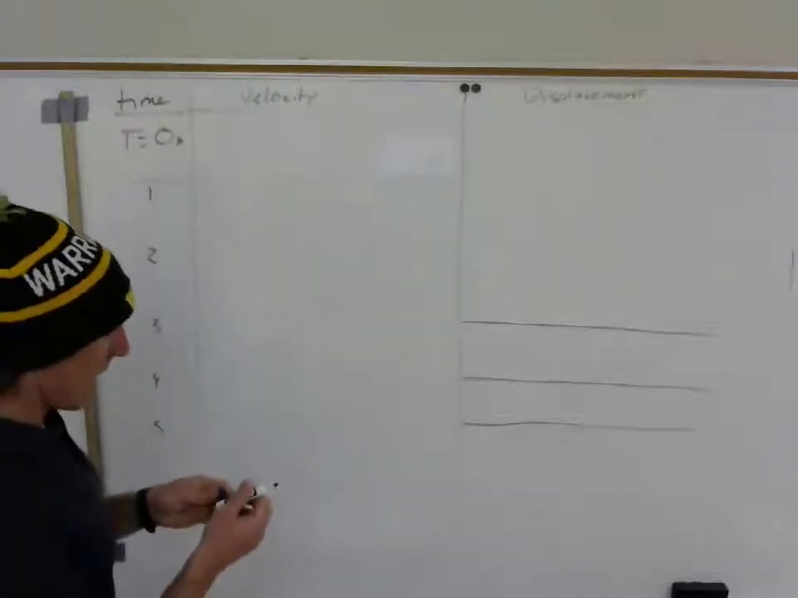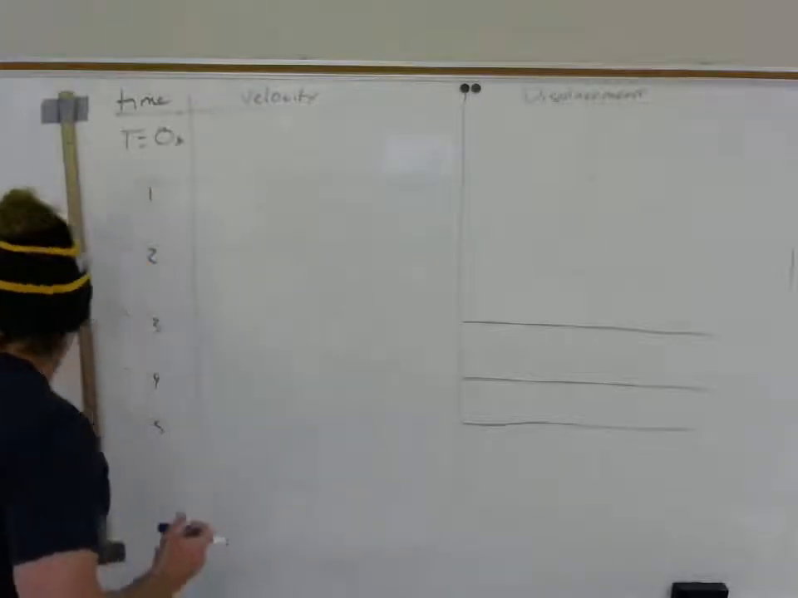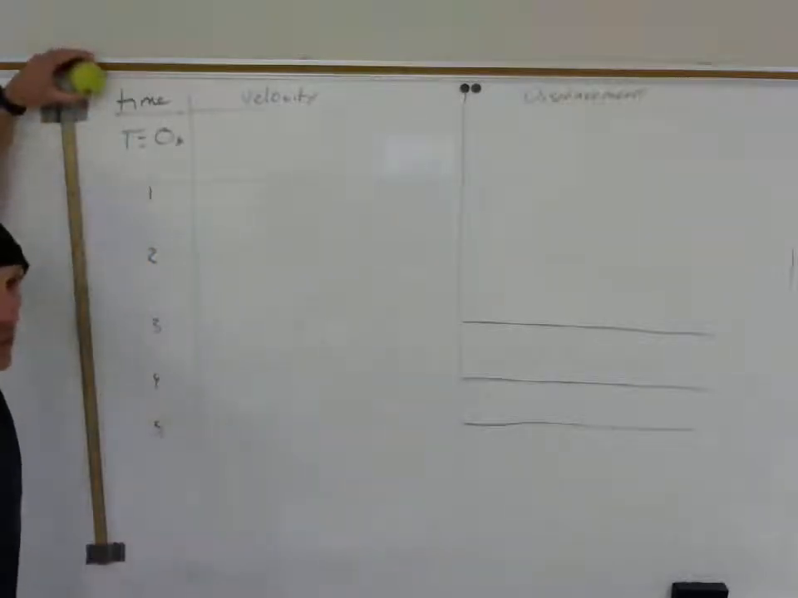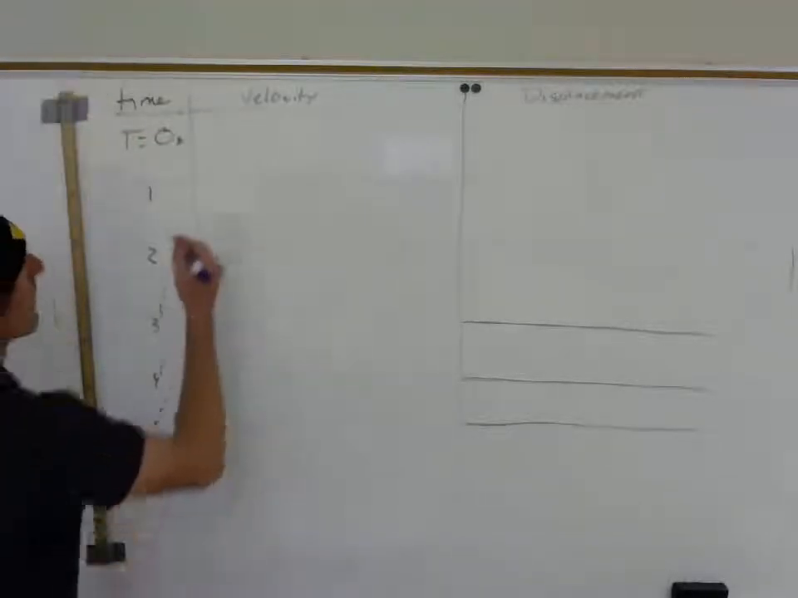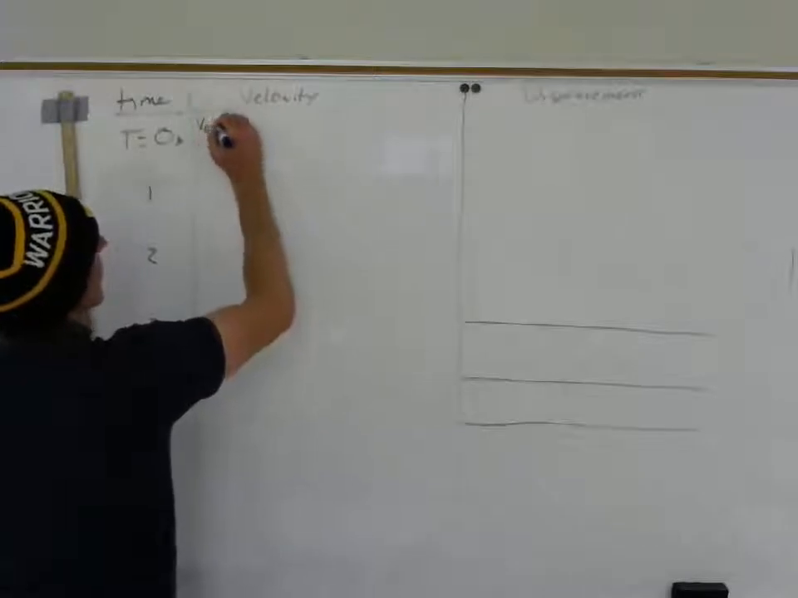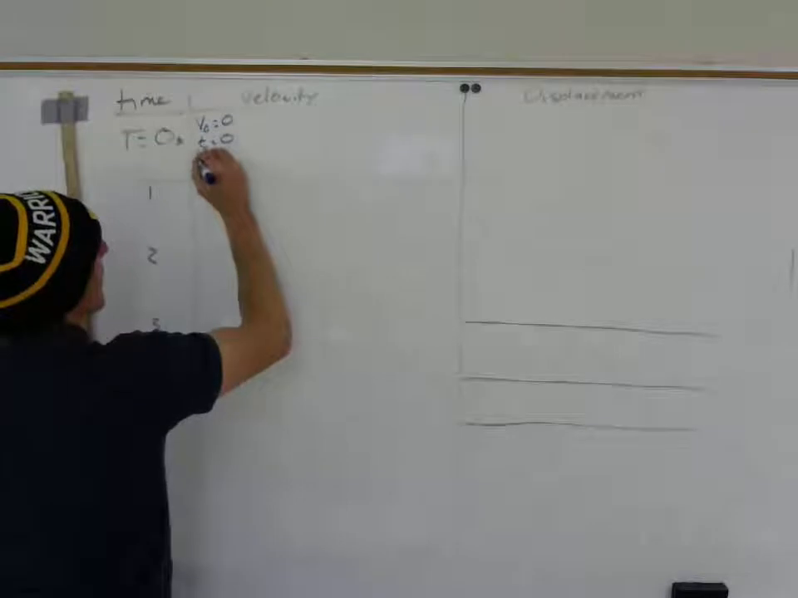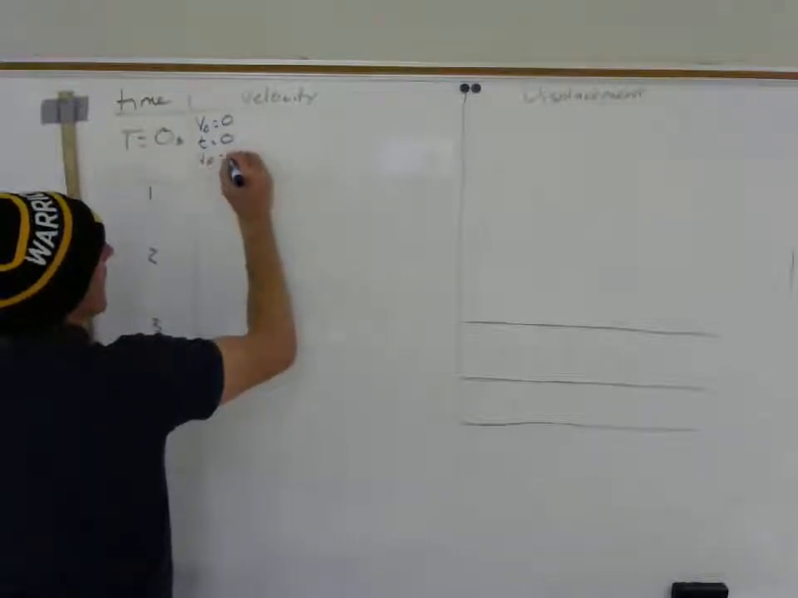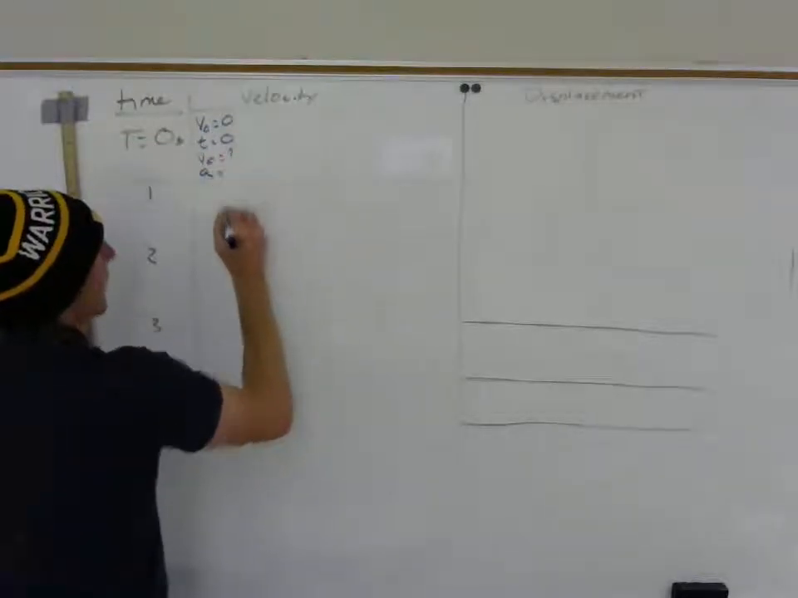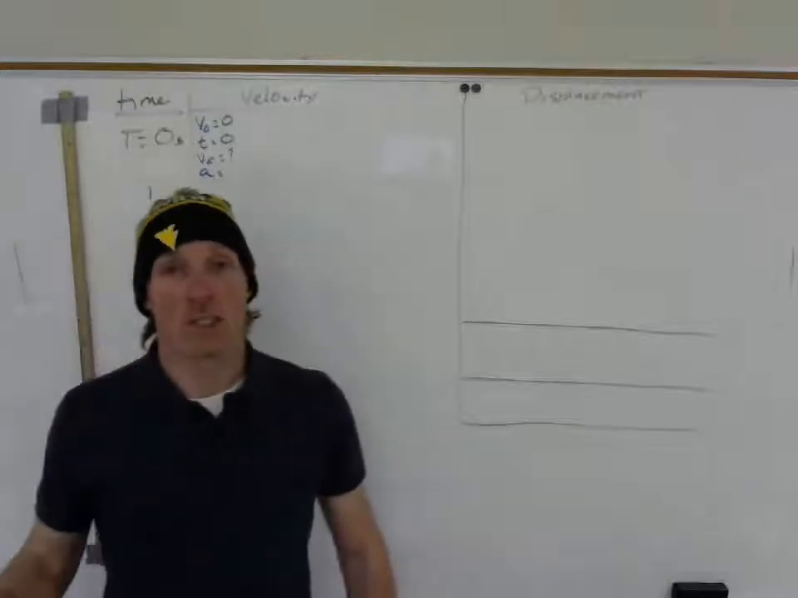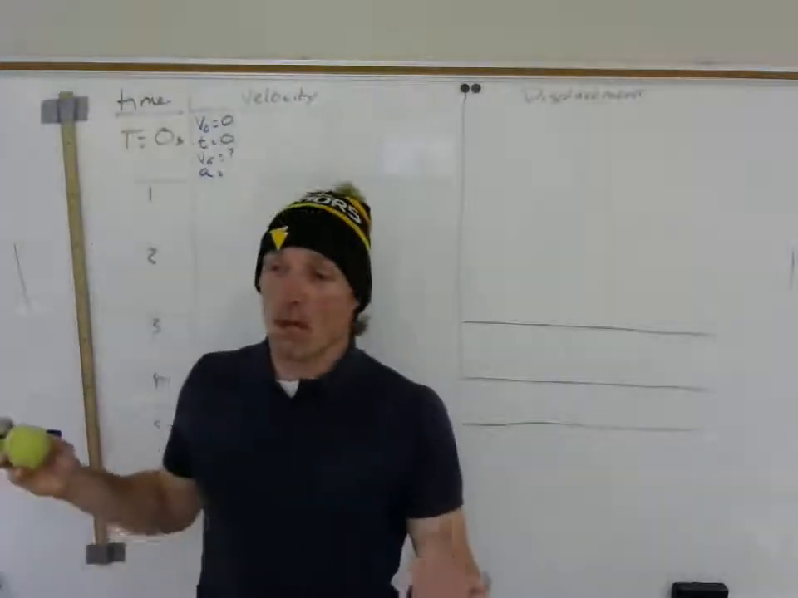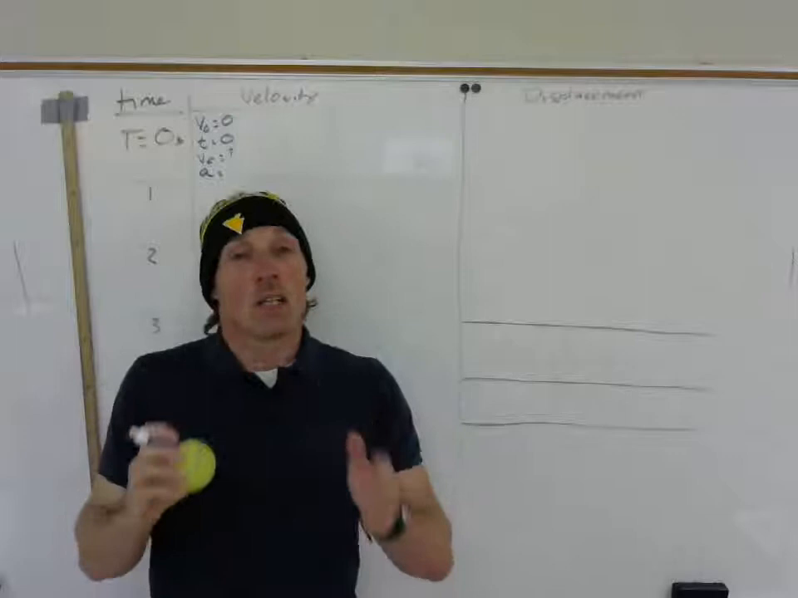Something to keep in mind is when I'm dropping something, how fast is it moving right now? It's at rest, it's 0. So my initial velocity is going to equal 0. My time is given to me as 0. I don't know what my final velocity is. What's my acceleration?